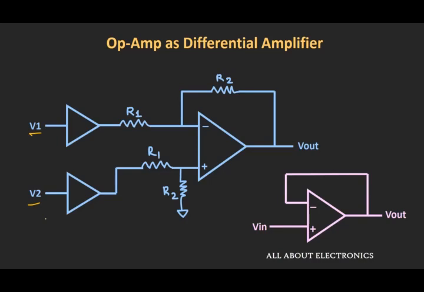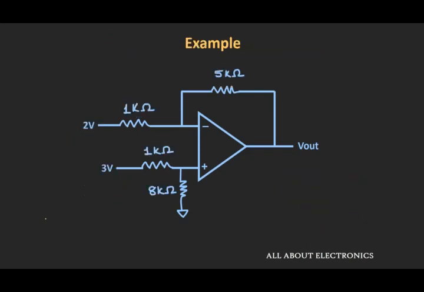So this instrumentation amplifier is a very high gain differential amplifier, and the main advantage of this instrumentation amplifier is that it has a very high input impedance. That is particularly useful when we are dealing with sensors. But in our general applications, we can use this differential amplifier along with buffers. That being said, now let us see some examples based on this differential amplifier.